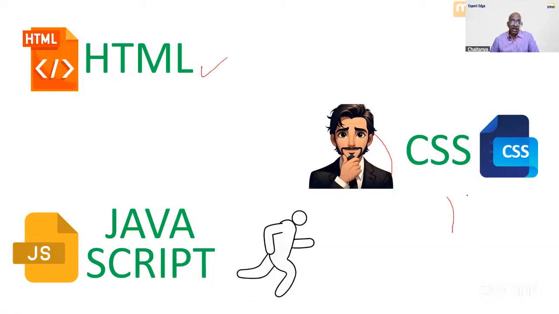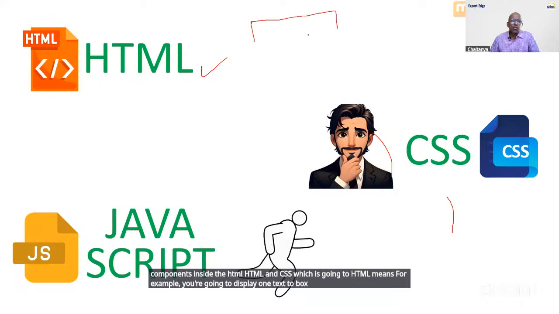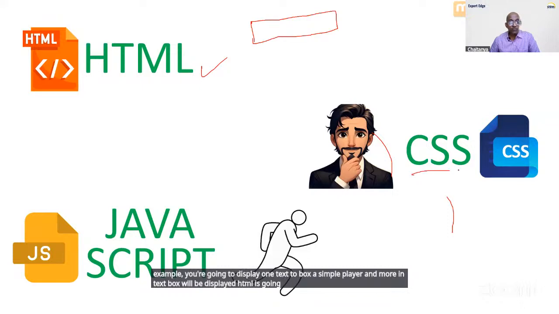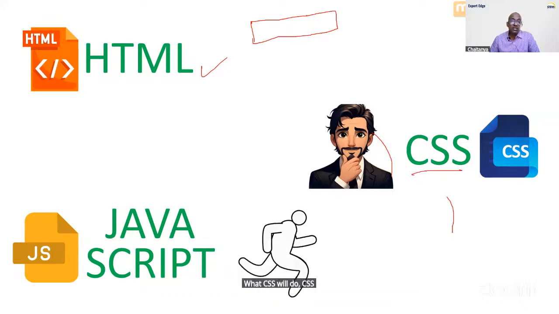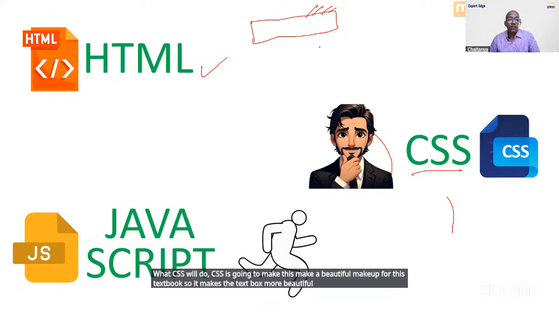Okay. So now the front end contains the following components. HTML and CSS: with HTML, for example, you are going to display one text box. A simple, plain, and boring text box will be displayed. What CSS will do is give a beautiful makeup to this text box. So it makes the text box more beautiful compared to the plain one.